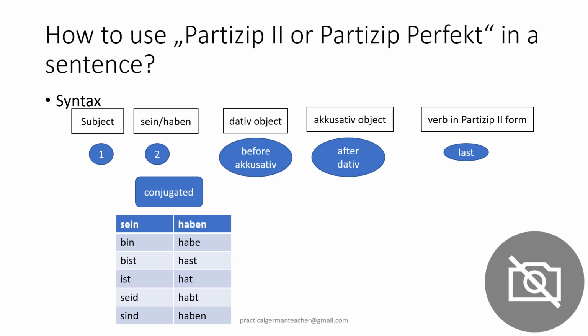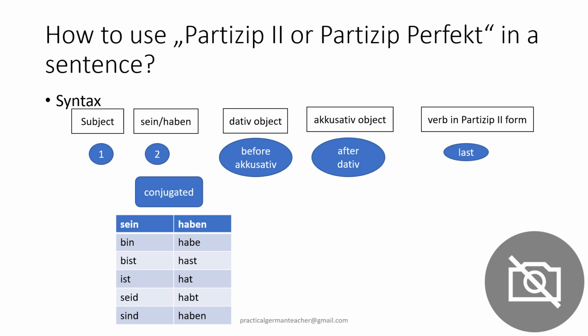You should now understand that when you are using sein or haben, you should conjugate these verbs as per the subject. Also, these conjugations are for present tense. It might be confusing, conjugation in present tense describing a sentence in the past. That's how it is. Just accept it. So here you see the conjugation you need.